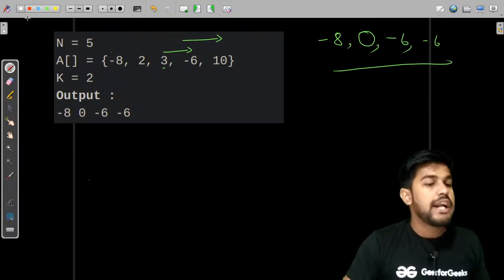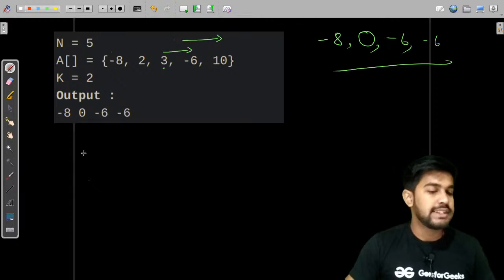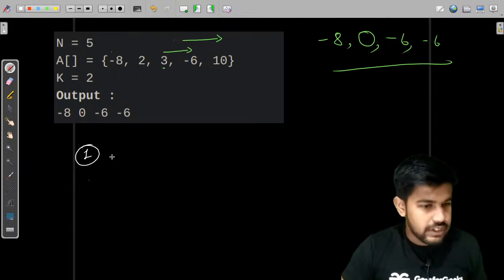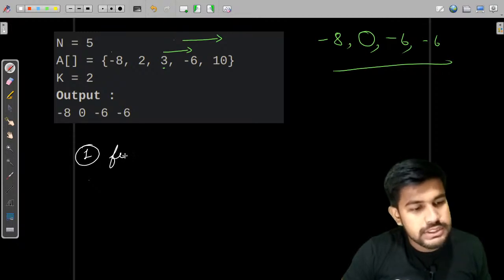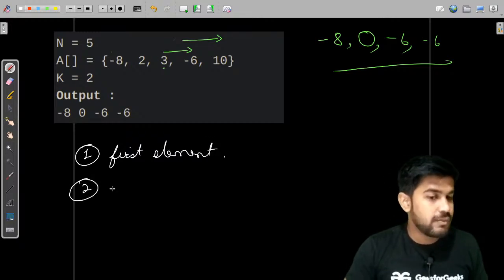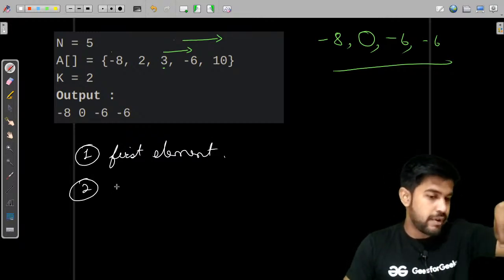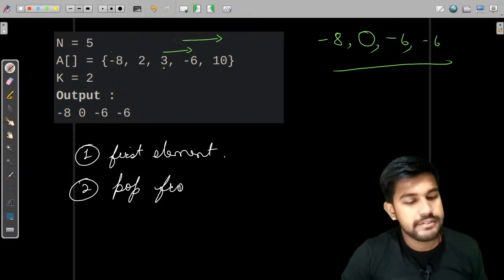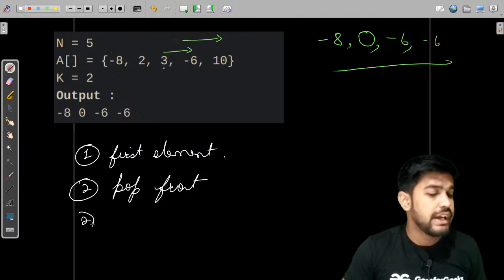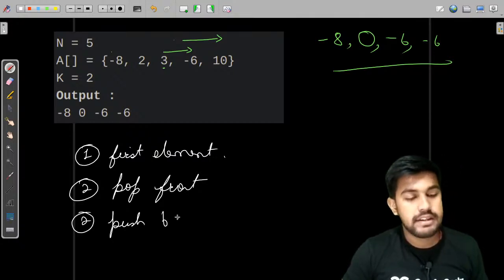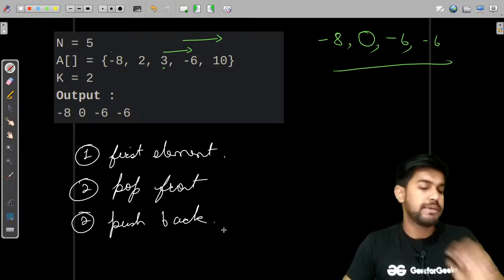Okay, fair enough. Now, what are the requirements of the things that we need? So we need to take hold of the first element, and then we need to pop from the front. So pop front. Then we need to have push back, because we would be pushing elements from the back.